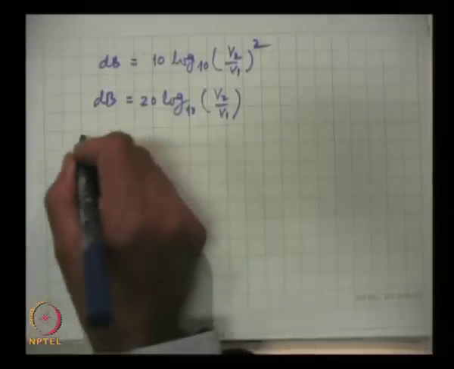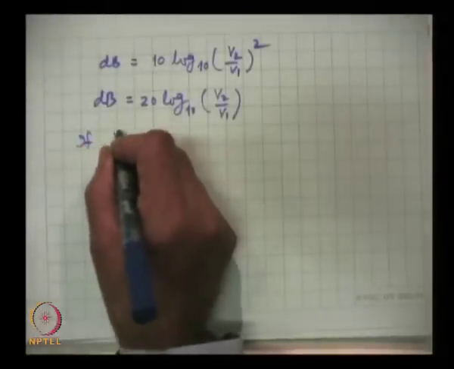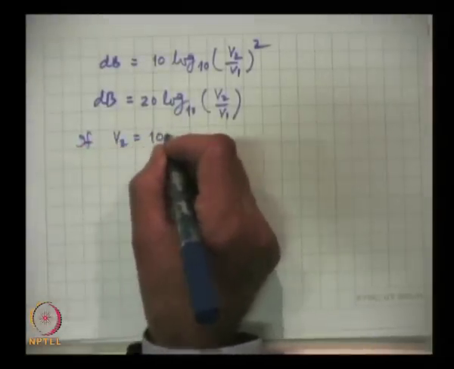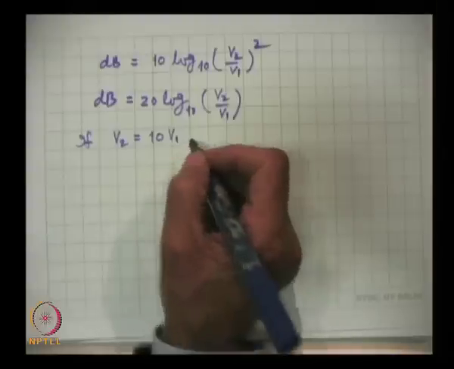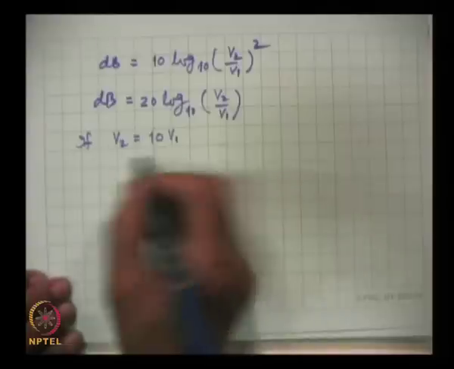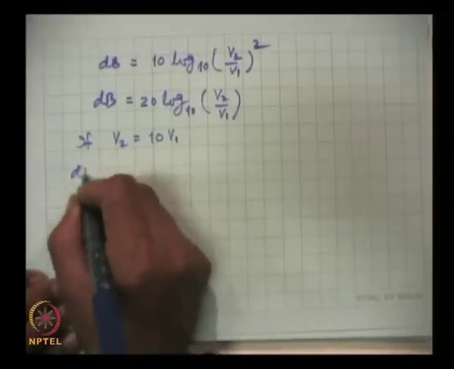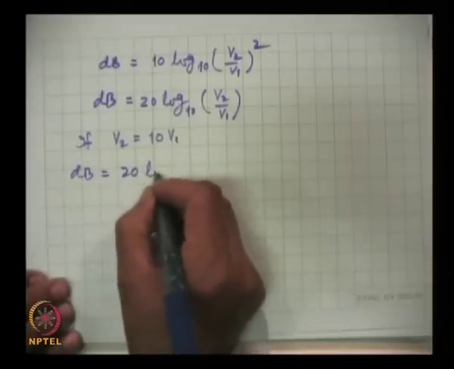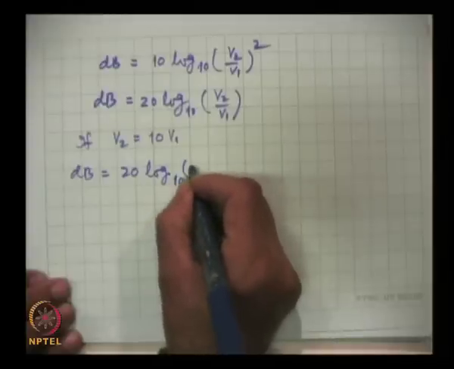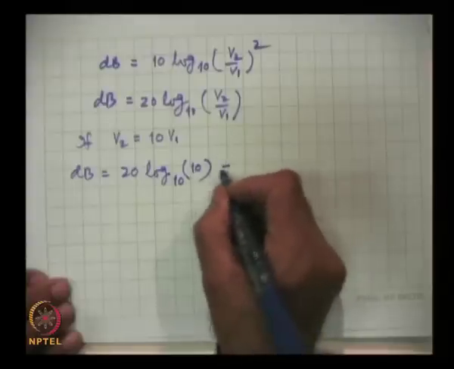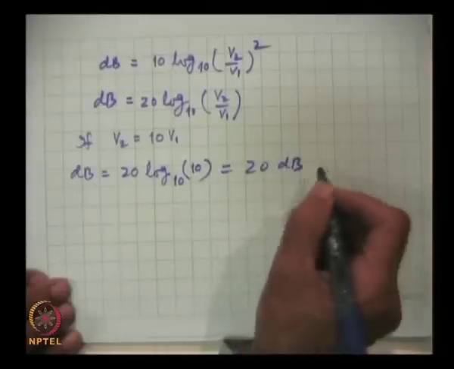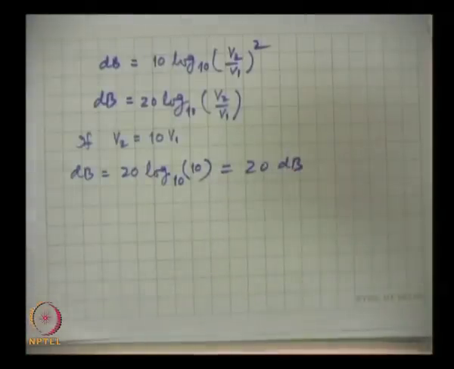Now, if V2 is 10 times of V1, in dBs we will say, 20 log base 10 10, and this comes out to be 20 dB. So, if at any point the voltage rises 10 times of the previous value, then we say that it has gone up by 20 dB.